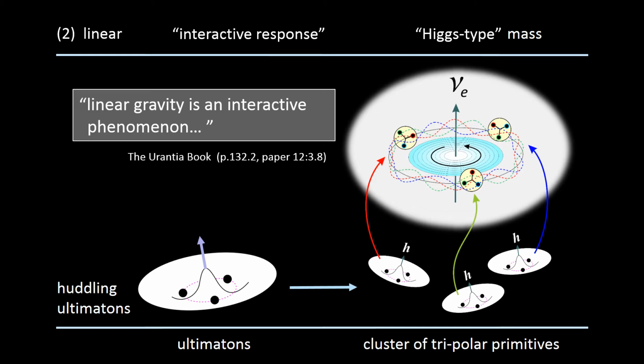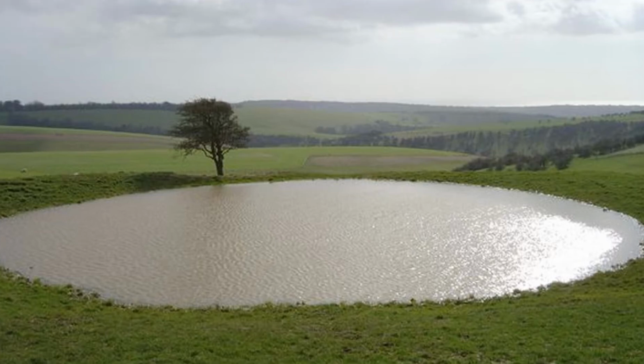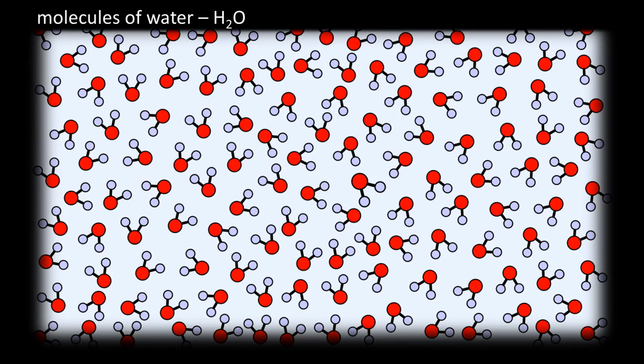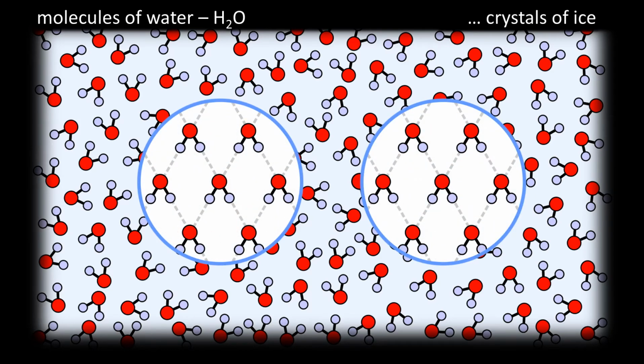To help get a feel for this distinction between 2 very different types of mass, think of a small pond of water. The water in this pond will have a certain well-defined total gravitational mass. Where does this mass come from? It's just the total sum of the mass of each molecule. Here we see these molecules, H2O, in their random fluid state. Now imagine a few of these molecules, as their temperature drops, arranging themselves as crystals of ice.